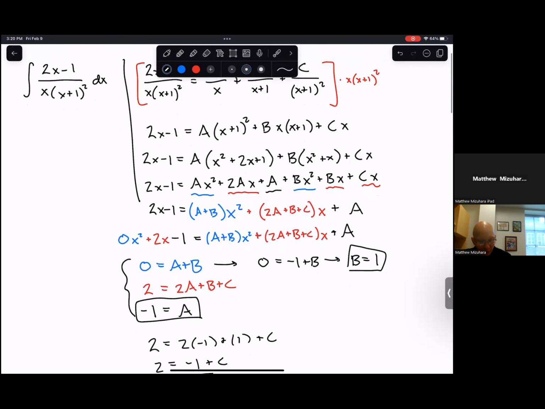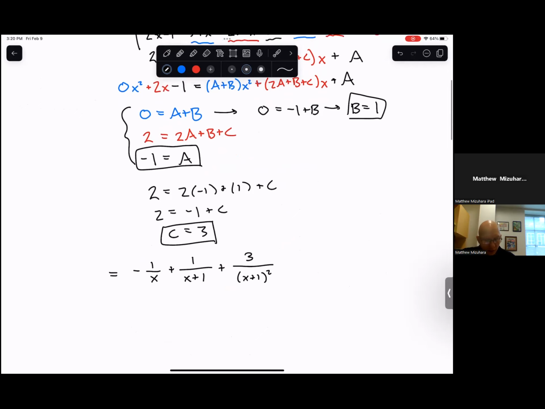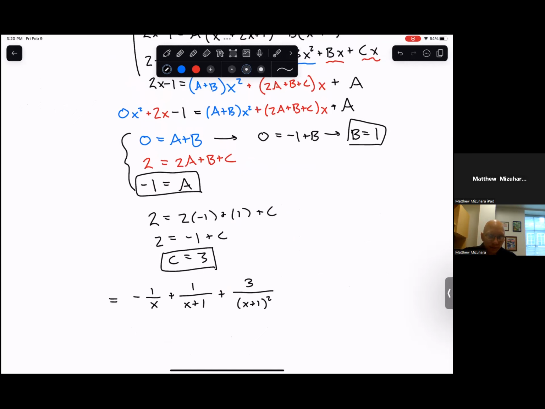Okay, so x plus 1 squared. So that tells me that my partial fraction decomposition could be written as -1 times 1 over x, plus b is 1 over 1 plus x, plus c was 3 over x plus 1 squared. And if you compare to what we got in our notes from class, we got the same decomposition, but you see a slightly different method here.